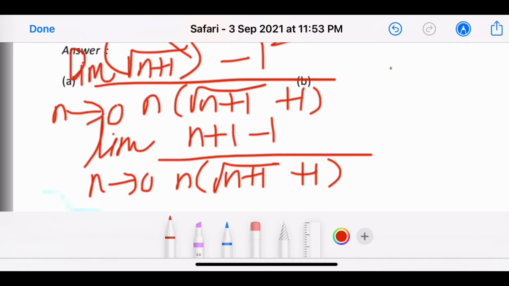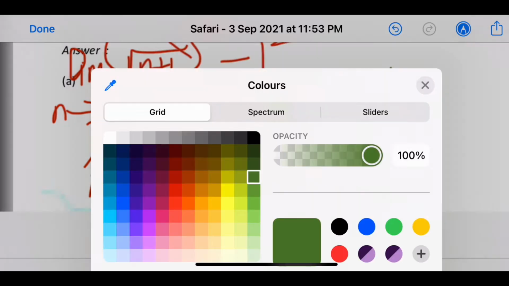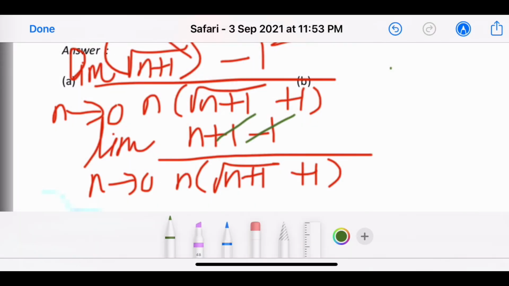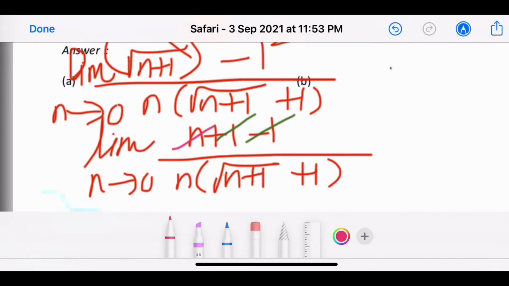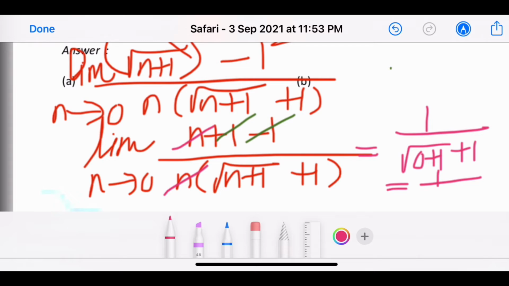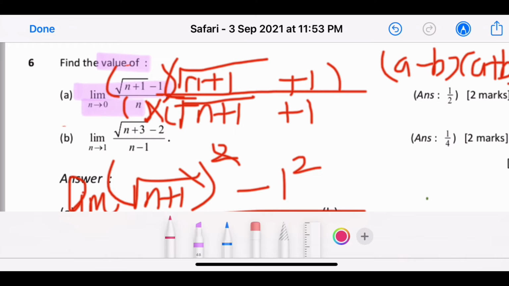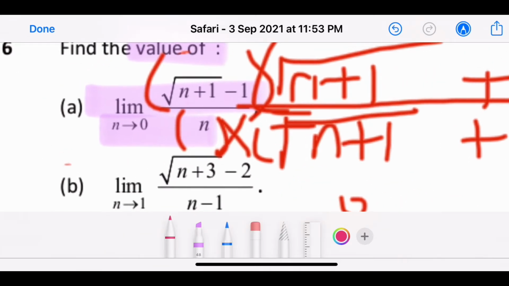So we can simplify like this. We can cancel out the 1. We can also cancel out the n here. So finally, when we substitute, we have 1 over square root of 0 plus 1, plus 1. So the answer is 1 over square root of 1, which is 1, 1 plus 1 is 2. So it's 1 over 2. Right? So that is how we find the limit for a question like this.